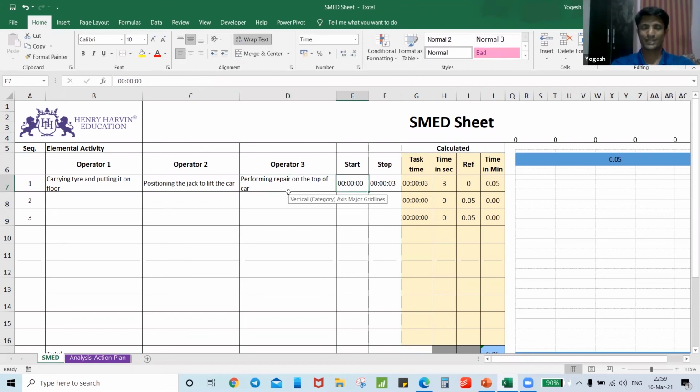See, we are not technical experts in this changeover, right? So you need to make sure that we involve technical experts, or the people who are familiar with this process, right? So that's it for the first element. Now we'll do the second element.